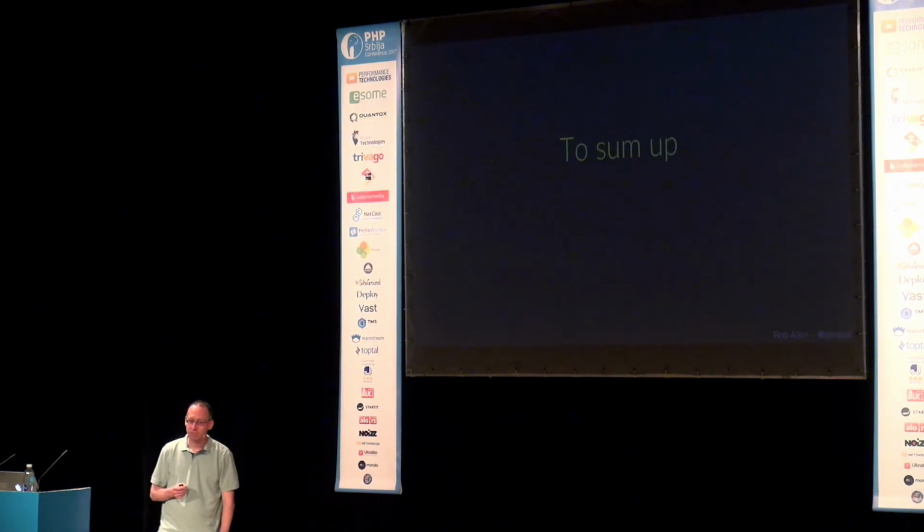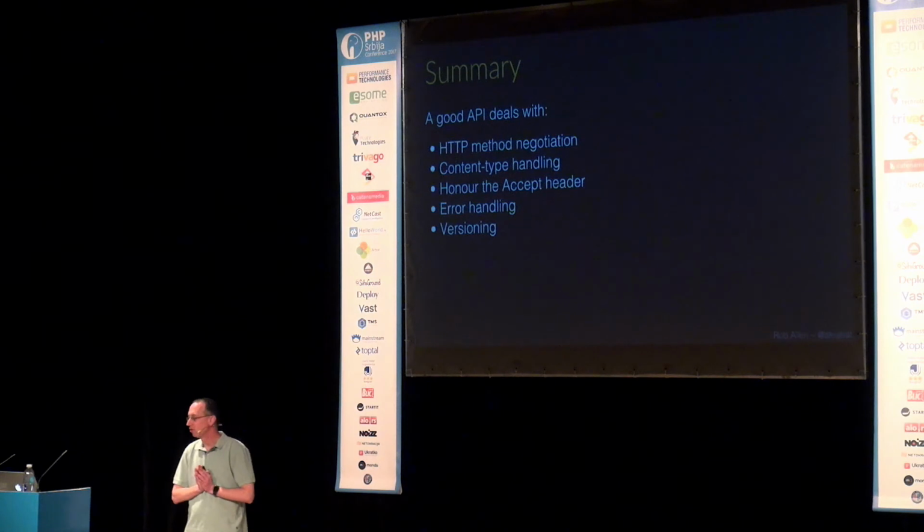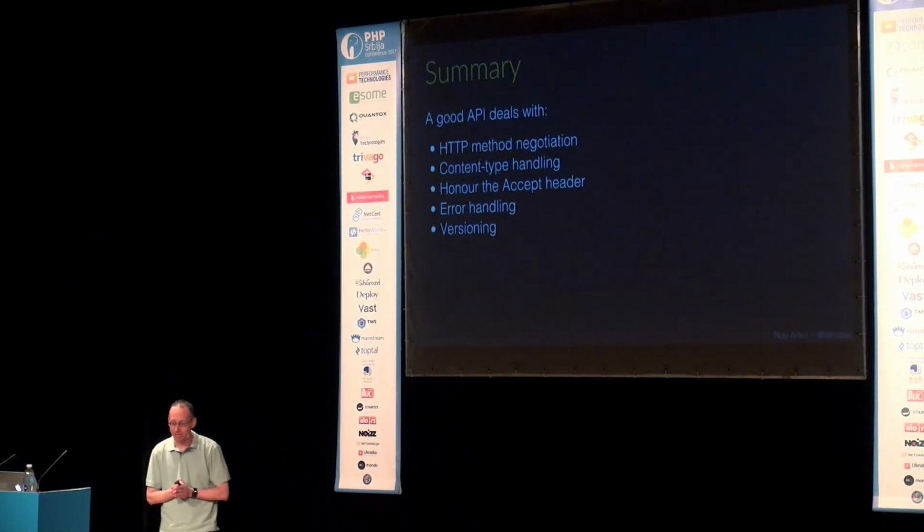And that's all I want to tell you today. Key things. A good API deals with HTTP properly. If you're going to write an API that you would want to use, you're going to deal with HTTP properly. You're going to use verbs. You're going to understand what idempotency means. You're going to use content type handling. You're going to listen to me when I send an Accept header.